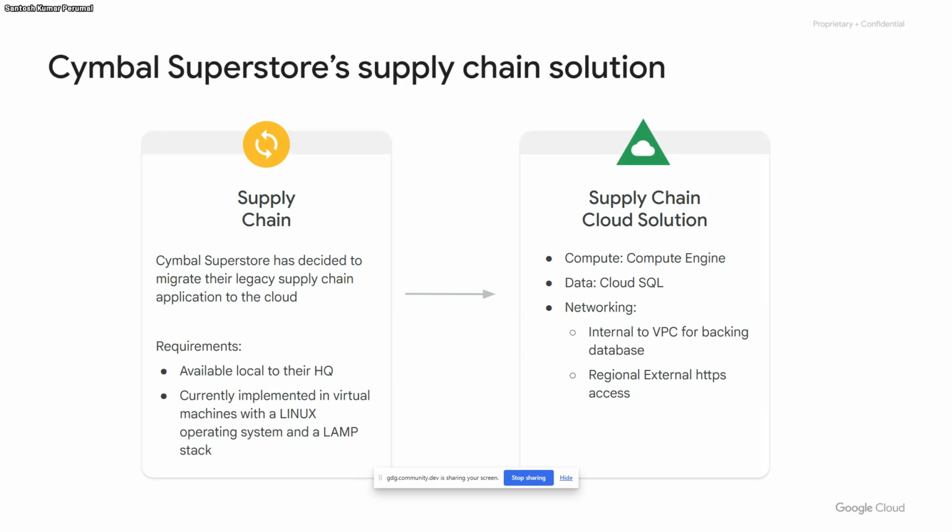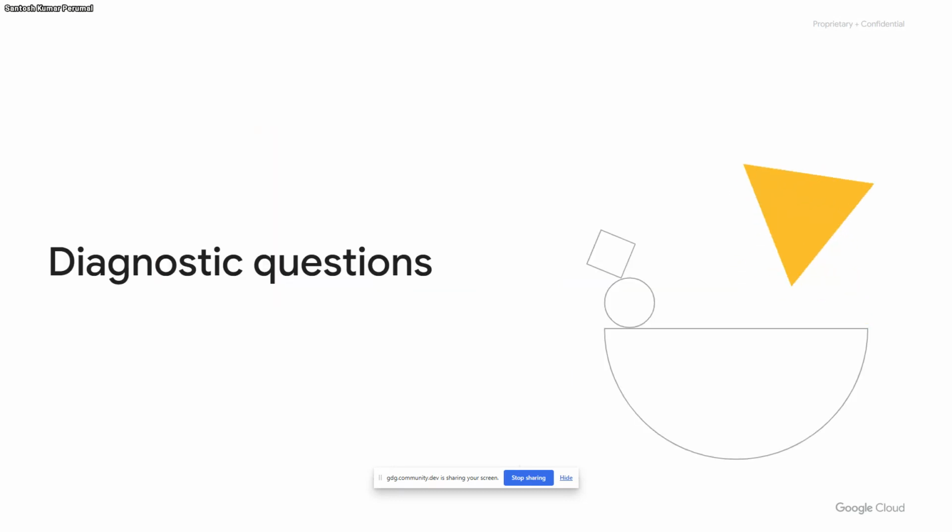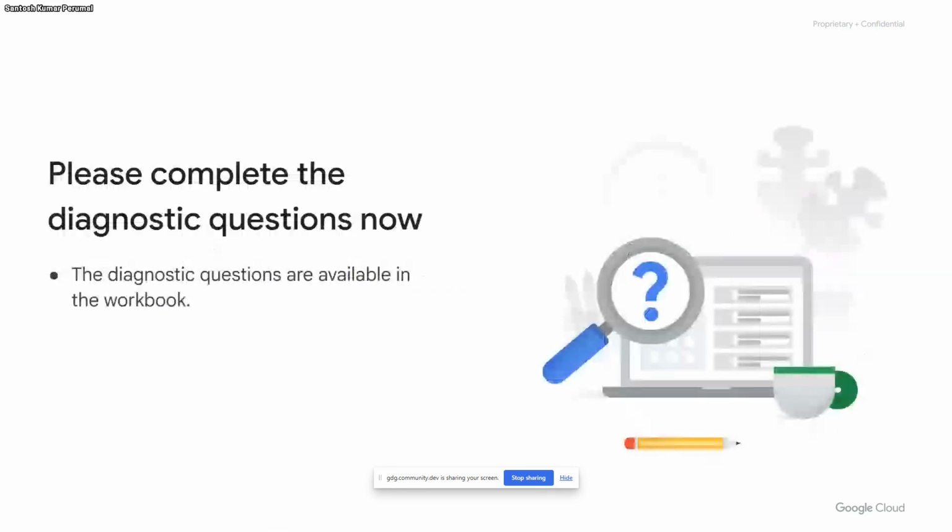Then for data, we are using Cloud SQL, which is a SQL database. And for networking, we are using internal to VPC for backing the database. We'll look at what this is in the upcoming slides. And it's again not global, it is regional. And the load balancer is an external HTTPS load balancer. So let's now look into some of the diagnostic questions and try to understand from there.